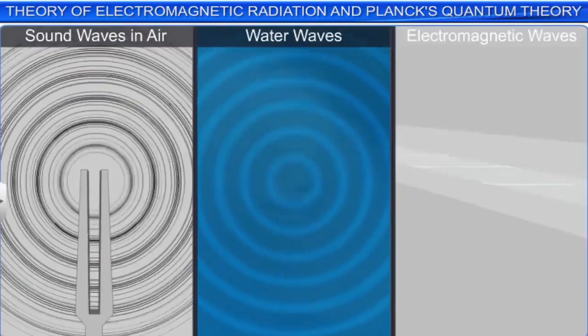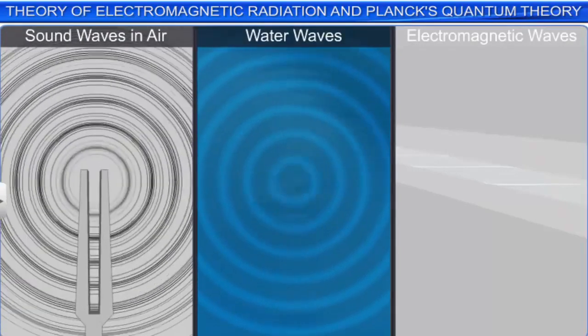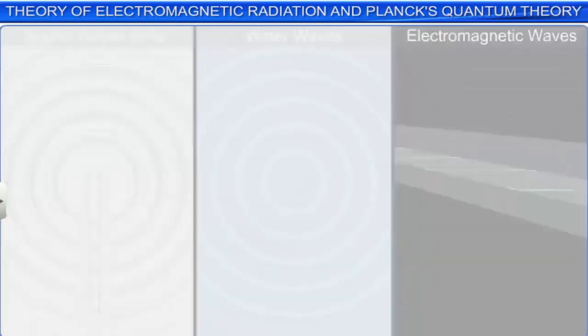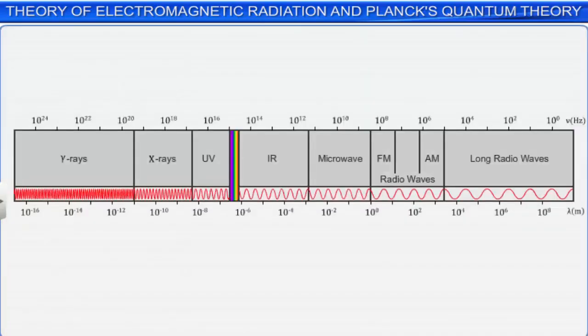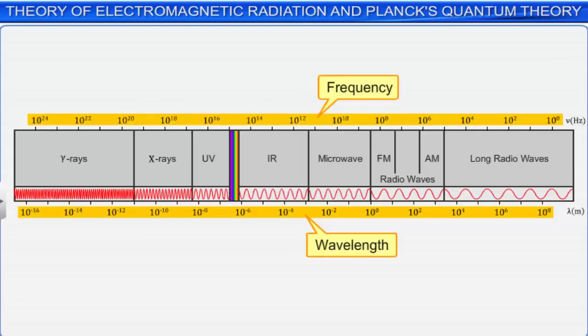Unlike sound or water waves that require a medium for propagation, electromagnetic waves can move in vacuum at the velocity of light, that is, 3 into 10 raised to power 8 meters per second. All electromagnetic radiations travel with the same velocity but differ from one another in wavelength and therefore in frequency.